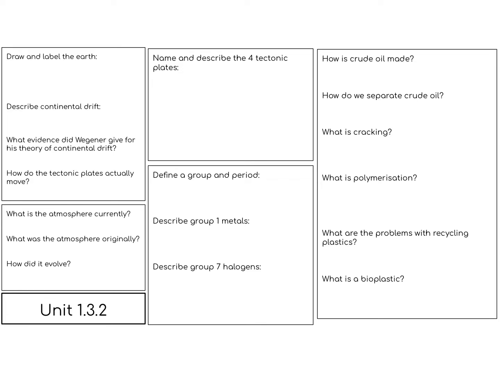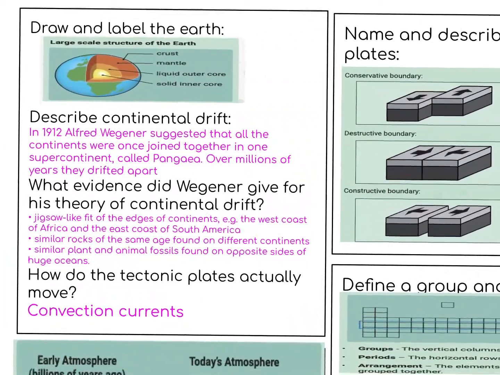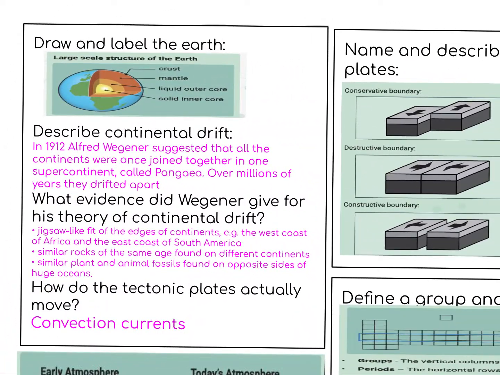Okay, this is 1.3.2, looking at the Earth and different parts of crude oil and how it's made. Okay, so the first part of this is to draw and label the Earth. Really easy then, you've got your crust, mantle, outer core, inner core.